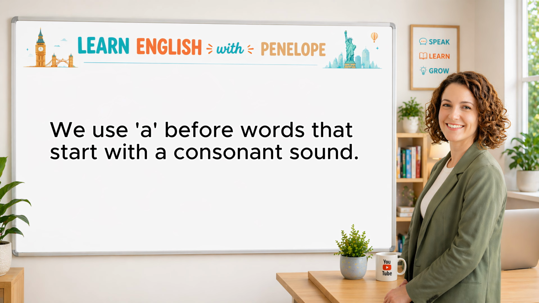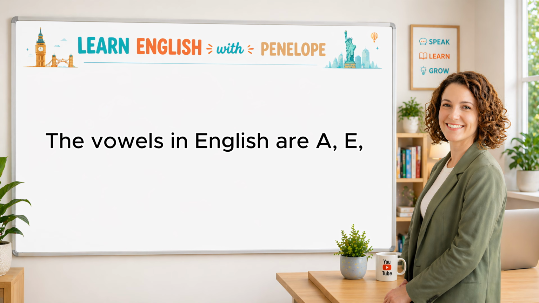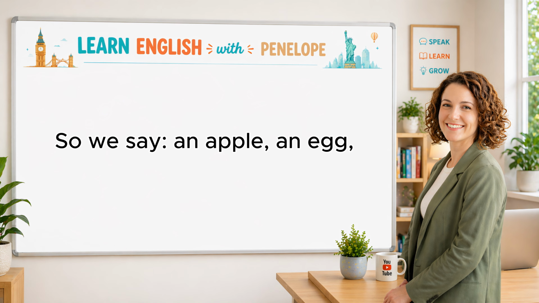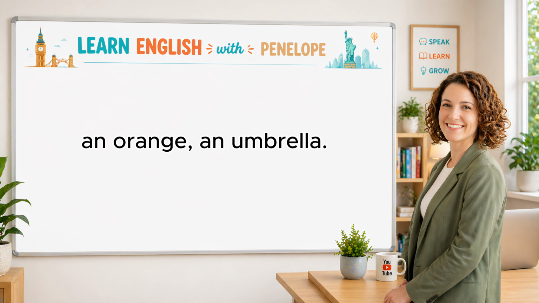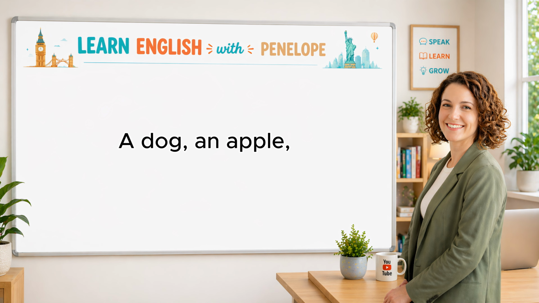We use a before words that start with a consonant sound. And we use an before words that start with a vowel sound. The vowels in English are A, E, I, O, U. So we say, an apple, an egg, an orange, an umbrella. Do you see the difference? A dog, an apple, a book, an egg.